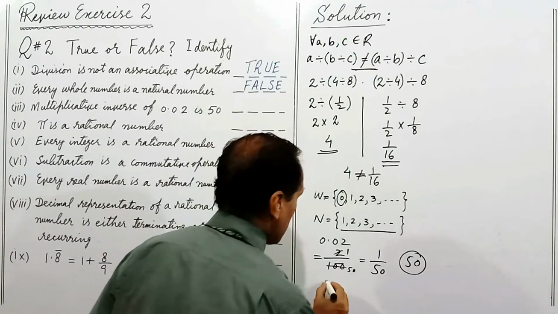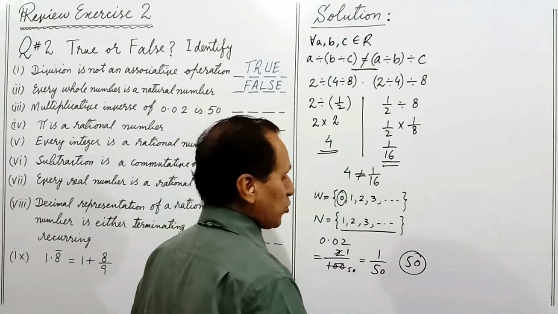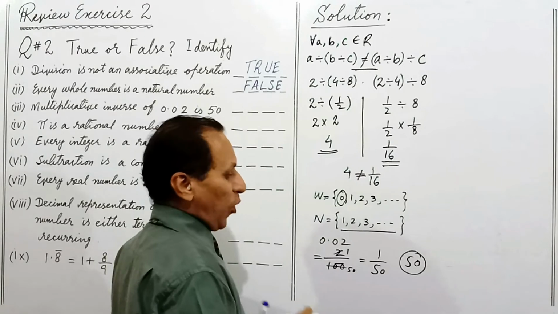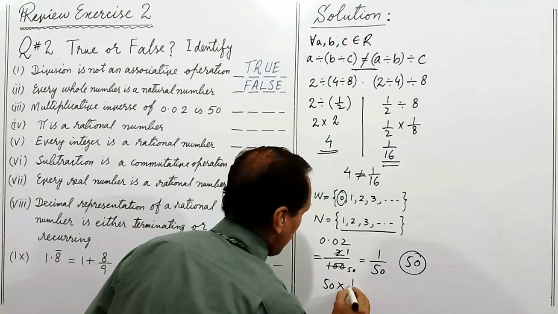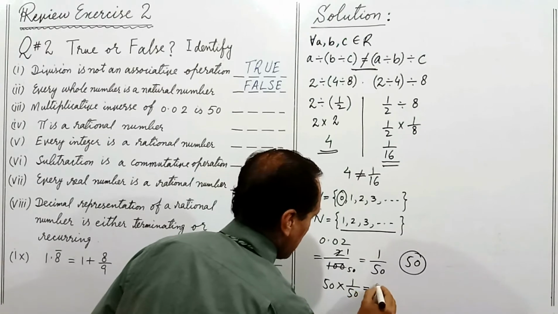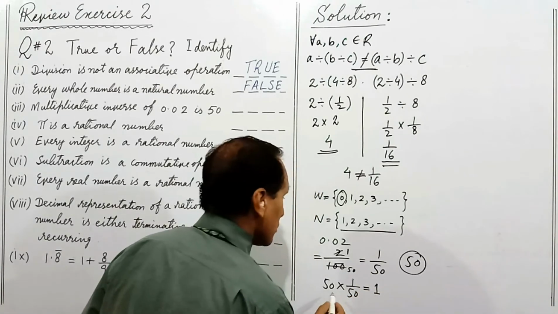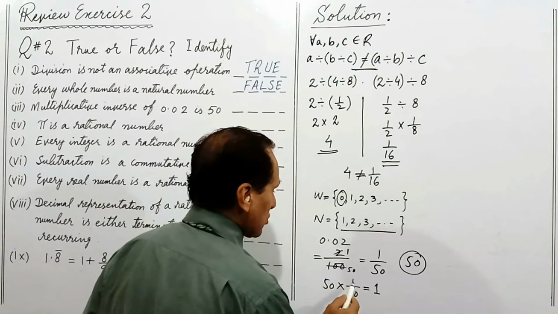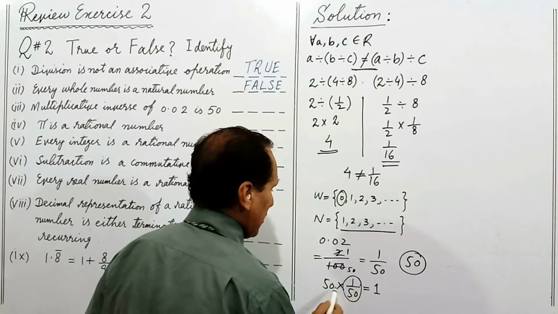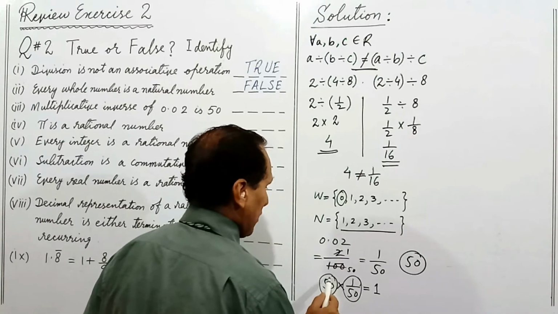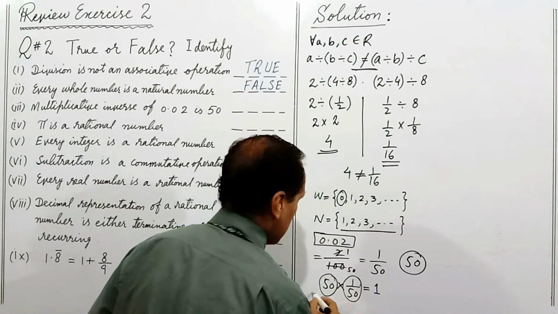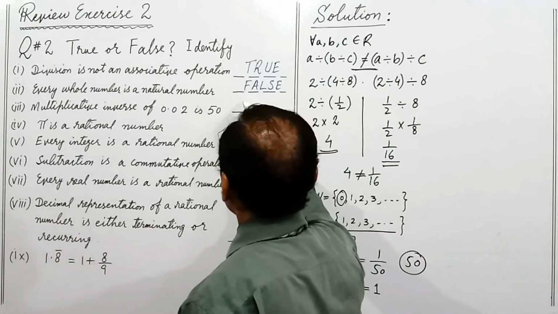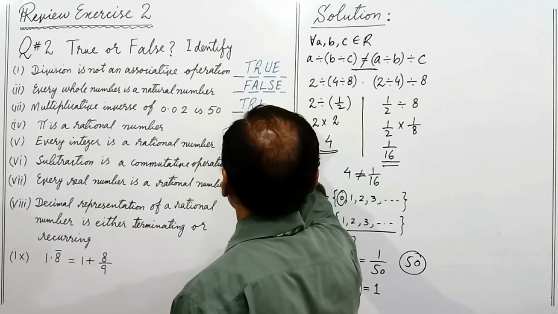And we know the simple concept: multiplicative inverses are those numbers whose product is equal to 1. So when 50 is multiplied by 1 over 50, the product is equal to 1. Hence, the multiplicative inverse of 1 over 50 is 50. That is, the multiplicative inverse of 0.02 is 50. The statement is true.